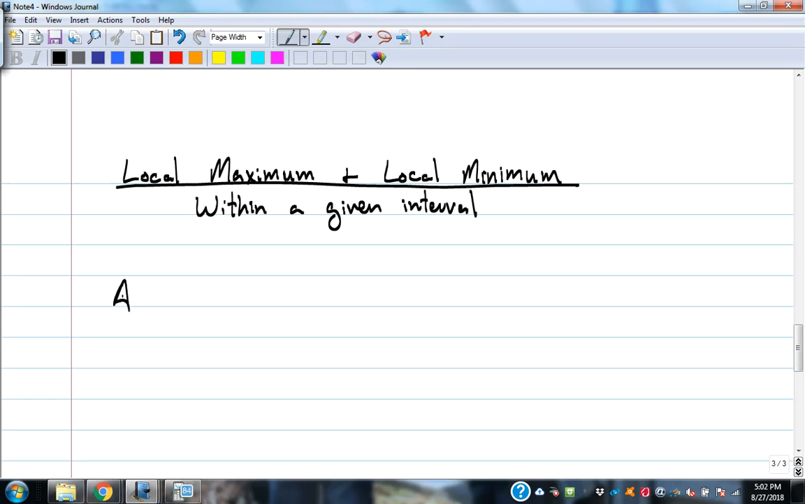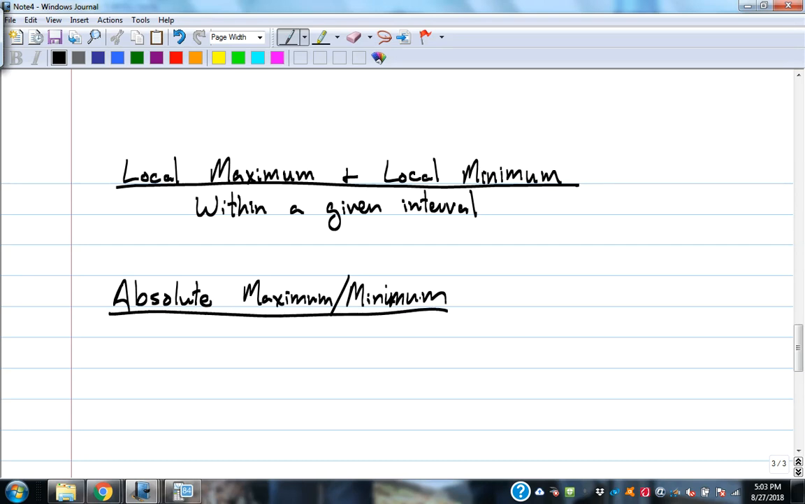Okay? An absolute maximum or minimum is over an entire domain. An absolute maximum is the highest point across the entire domain. Minimum is the lowest point across the entire domain.